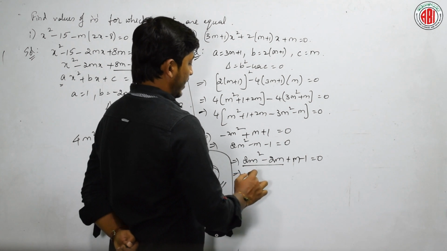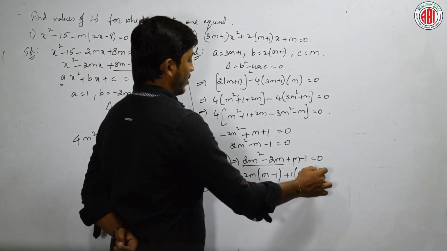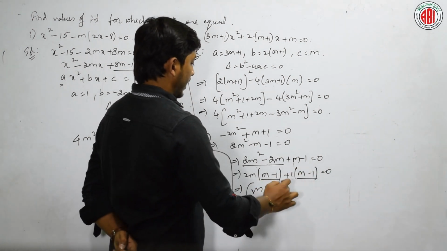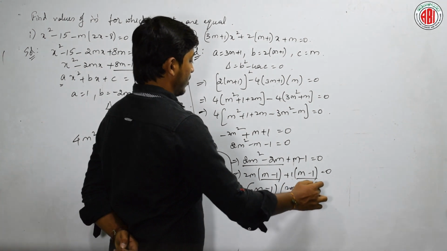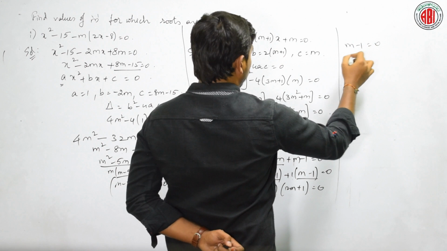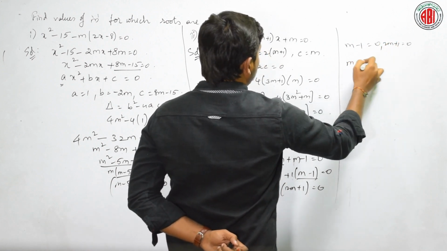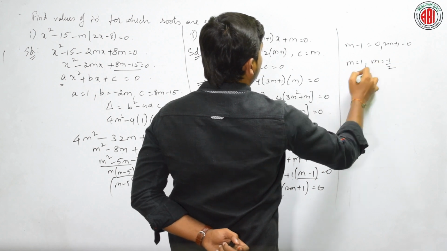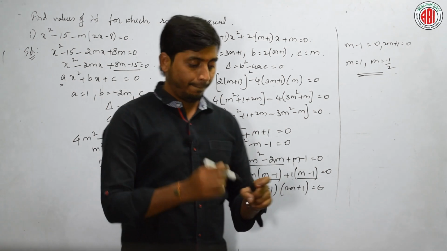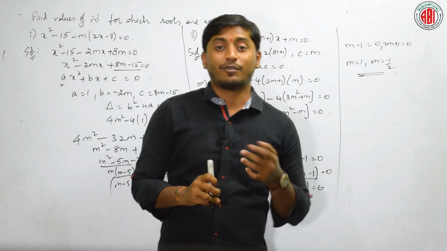Here we can take 2m common, this will be m minus 1. If I take m common, I will get it as m minus 1 equal to 0. Let us take m minus 1 common, I will get it as 2m plus 1 is equal to 0. Therefore, m minus 1 equal to 0, the next 2m plus 1 is equal to 0, m is 1, m is minus 1 by 2. These are the two values of m. Is it clear? Is it easy to solve? Fine. Shall we move on to the next problem?